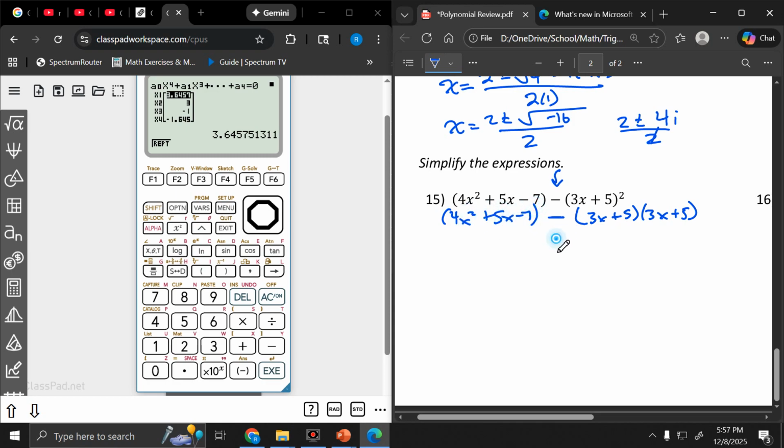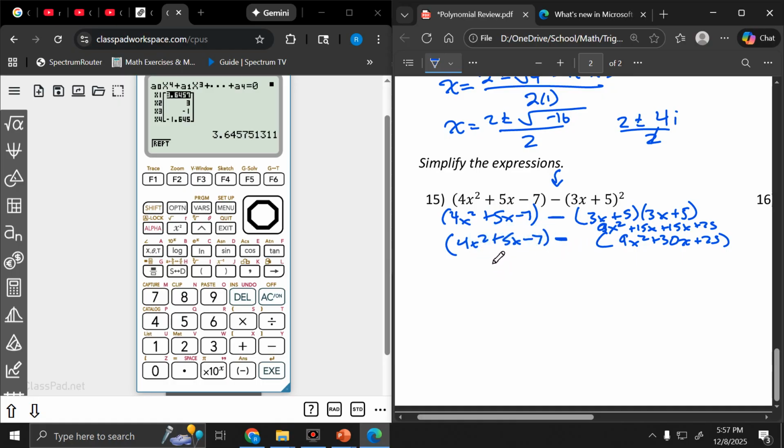Okay, now we have minus, so I'm going to copy that down. I'm going to multiply this all out, and you should see 9x squared plus 15x plus 15x plus 25. And that is 9x squared plus 30x plus 25. All of that is in parentheses, and copy this down.